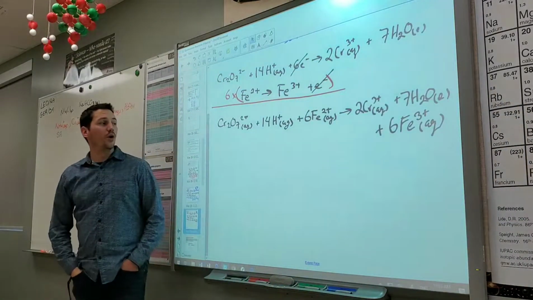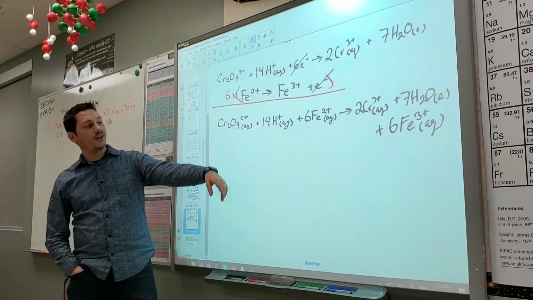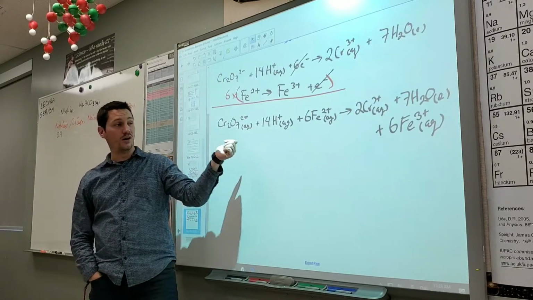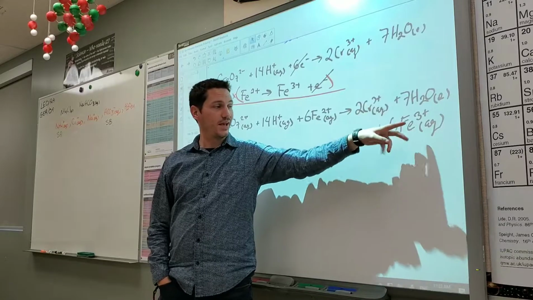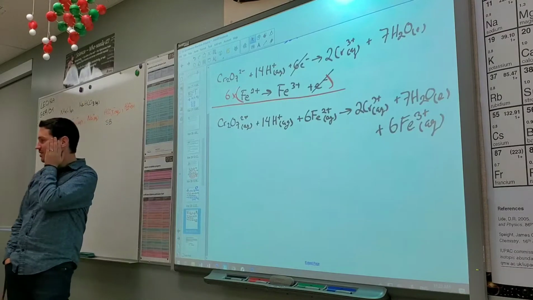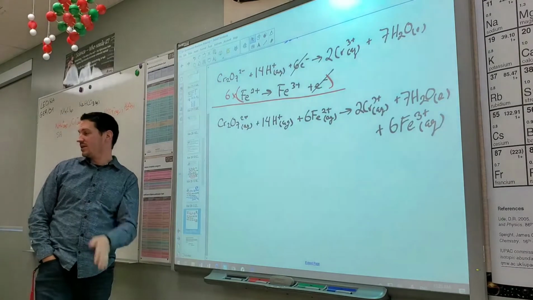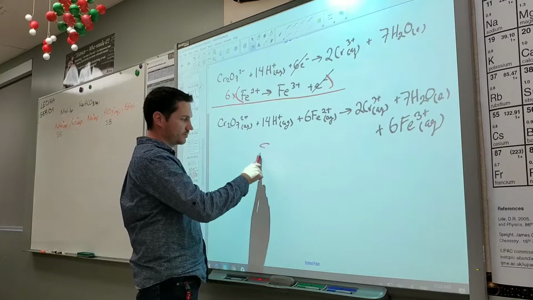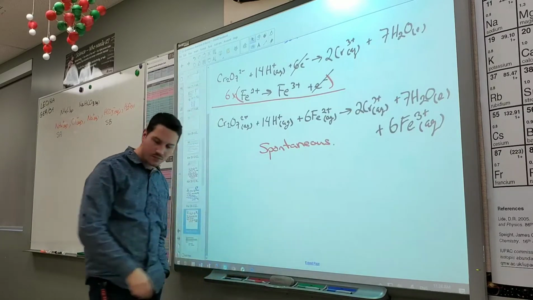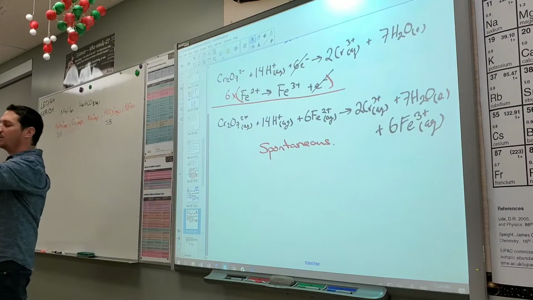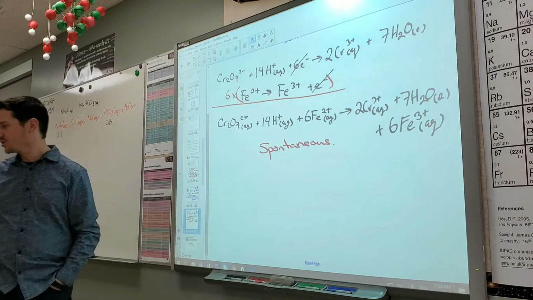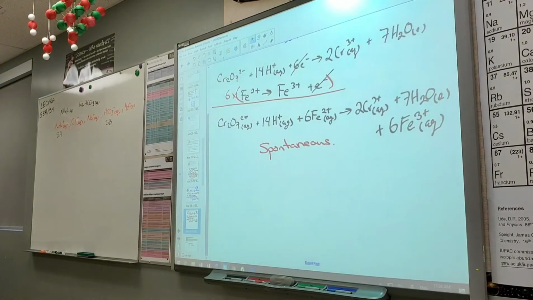Good. So our left side is 12 and 14 is 26, minus 2 is 24. And then our right side is 6 and 18 is 24. So good, we're fine. Is this spontaneous or non-spontaneous? This is a spontaneous reaction, right? Yes, spontaneous. Good. We're going to talk about disproportionation on Monday.